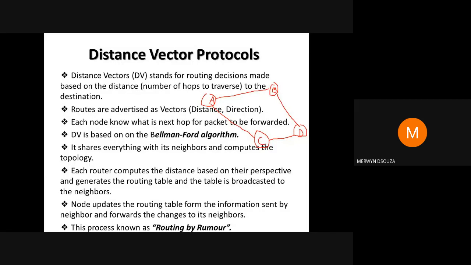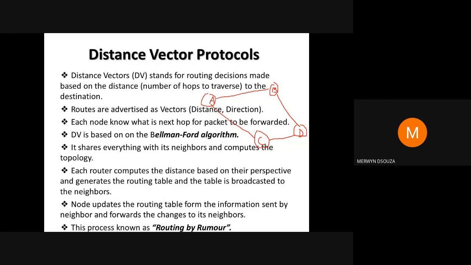Therefore, we called this process of routing by distance vector routing by rumor, because A gets the information about D only from its neighbors that are connected to D. So it has to believe whatever its neighbors are saying. Another important thing was that this algorithm was based on the Bellman-Ford algorithm. The distance calculation and the connectivity graph were calculated using the Bellman-Ford algorithm.